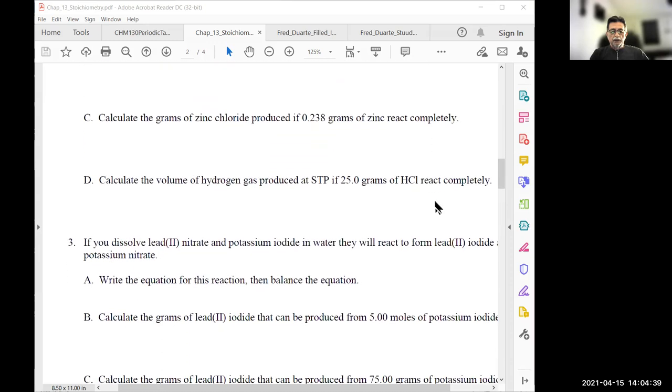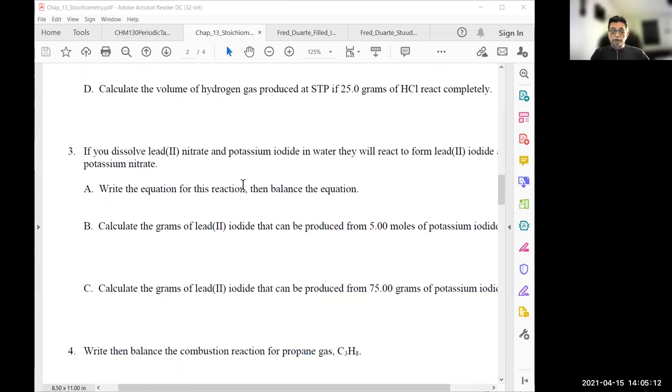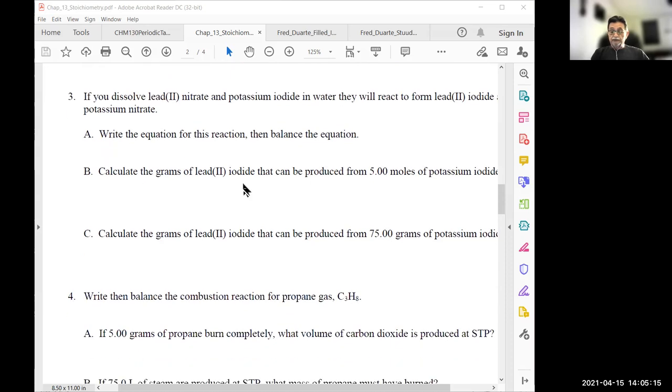Number 3, my suggestion for number 3, that you're given the names. Okay, here you go. If you dissolve lead nitrate and potassium iodide in water, they react to form lead iodide and potassium nitrate. Put everybody into ionic form before you write the reaction, so you can write the formulas correctly, and then to balance it, follow the polyatomic ions. Okay, and then answer the questions, just like we've been doing before.